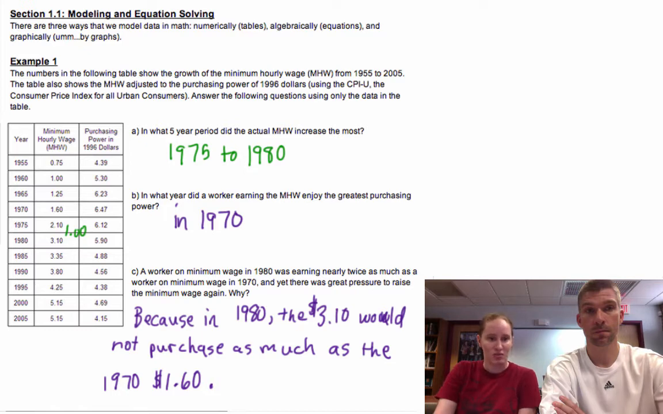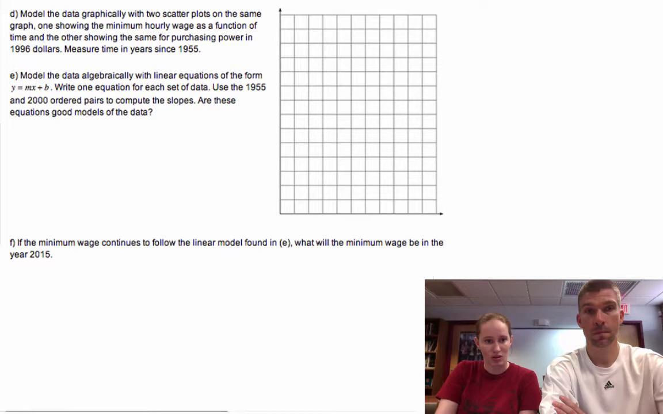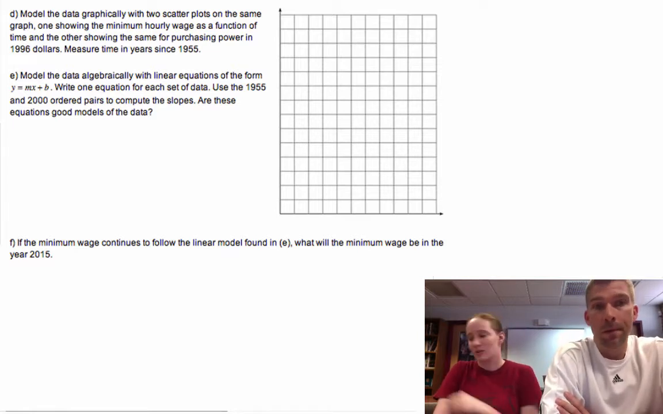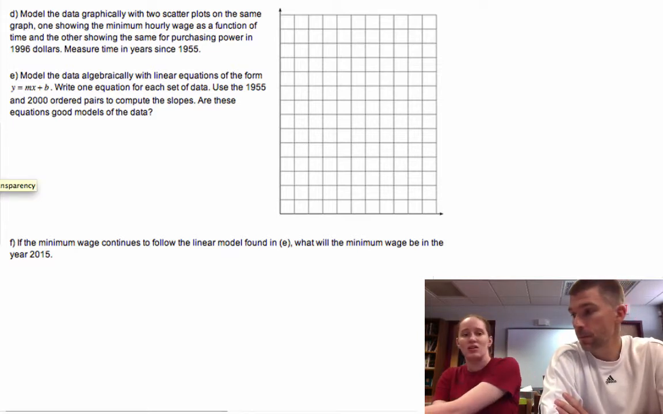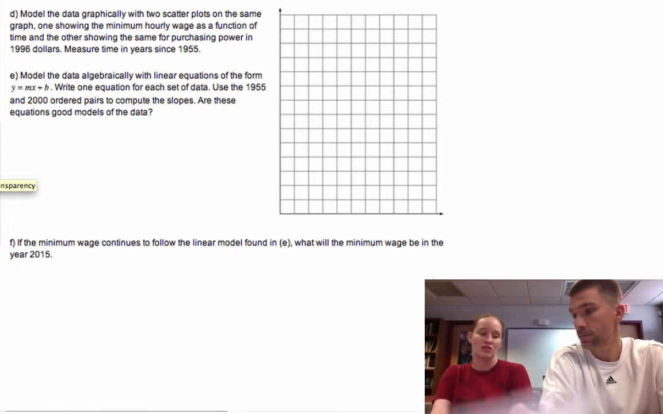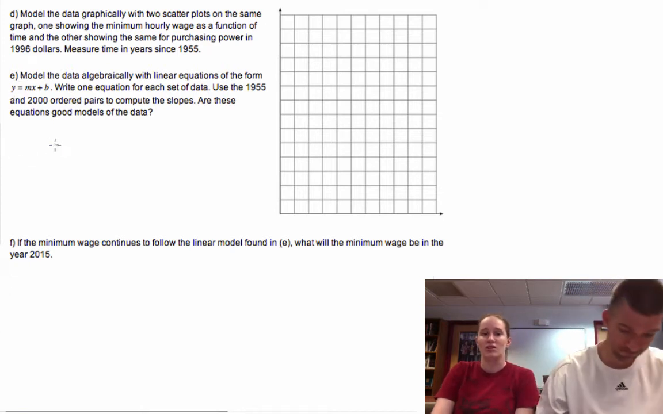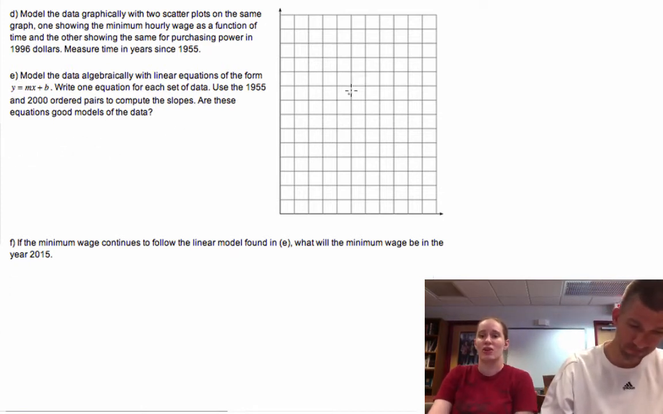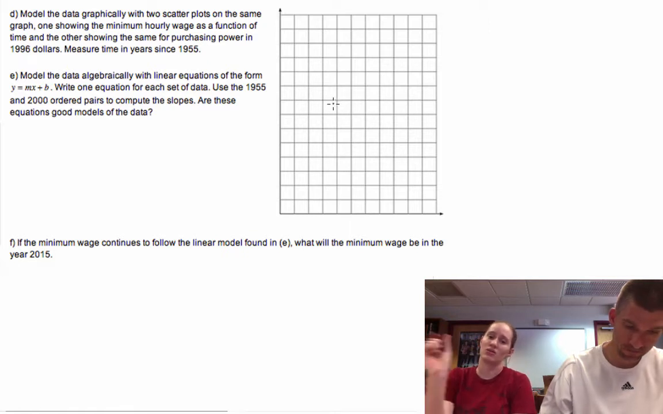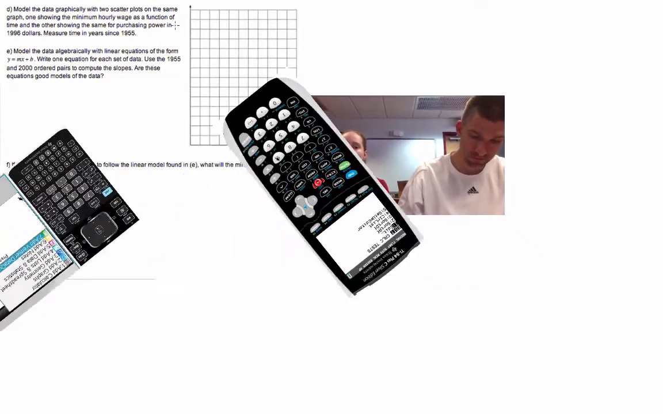You'll still be able to see all this because you've written it down, but we're going to go right here. We're going to model the data graphically with two scatter plots on the same graph so that you can see these points. We're going to do it two ways. We're going to do it on our paper, where you have a graph provided. We're also going to show you how to make a scatter plot in your calculator as well.